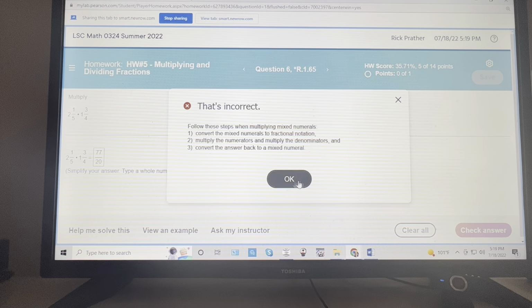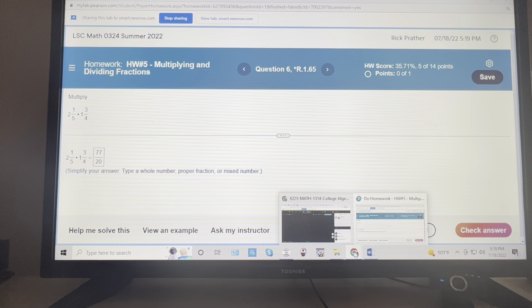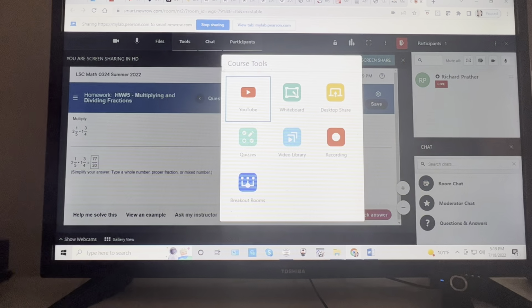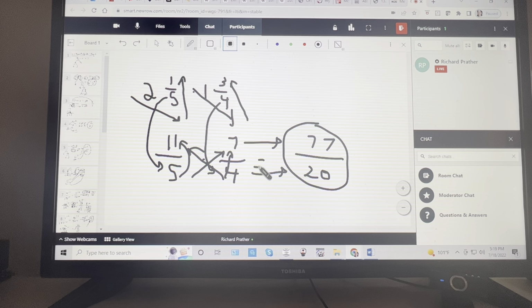Oh, I didn't read the blue, that's the problem. Type a whole number, proper fraction, or a mixed fraction. This time they won't take an improper one, so now they're forcing me to go back to the mixed fraction. But we did that last time, so it's going to be something and something over 20. We know for sure the bottom's 20, but I need a front regular number and a top of the fraction.